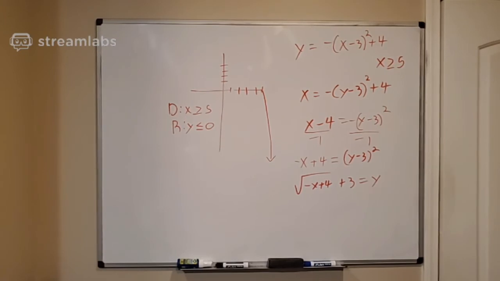Making sense for everybody? Yes, sir. All right. And then just switch your domain and range, and you're good to go. So your range is, or domain is, well, x is less than or equal to 0.